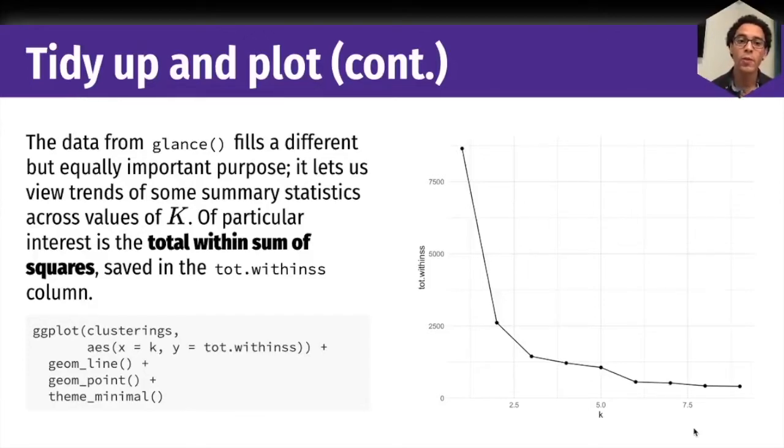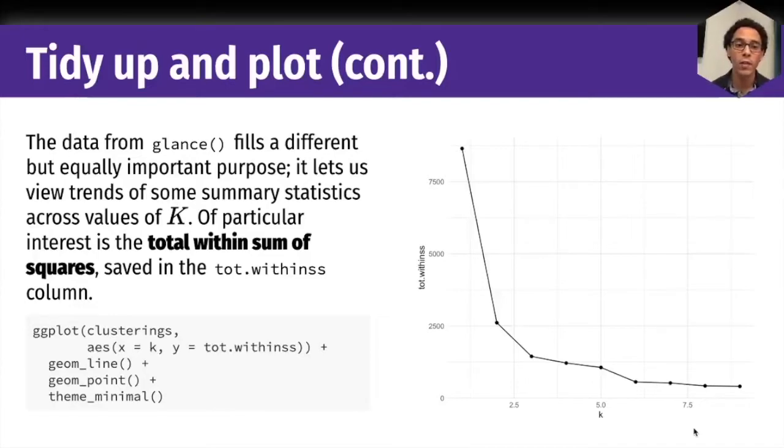The data that we obtain using the glance function actually fulfills a different but very important purpose because it allows us to view trends of some summary statistics across different values of k, which in our case was from 1 through 9. Of particular interest is something known as the total within sum of squares when we are trying to evaluate the results of a clustering algorithm.